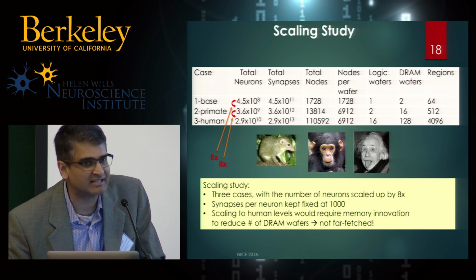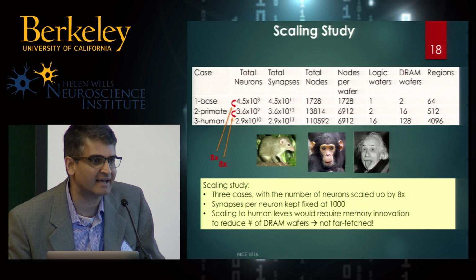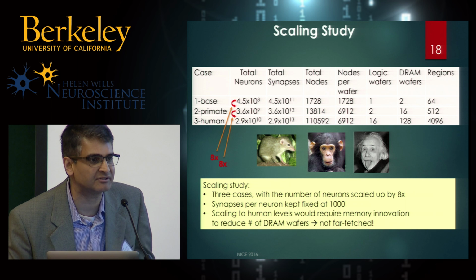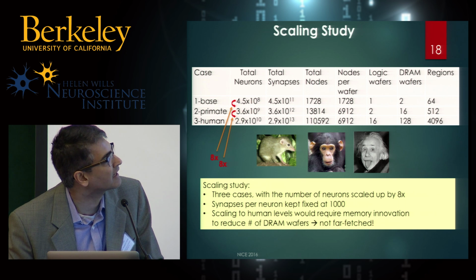And 16 is not that much when you look at the fact that we have been able to do 4 in the past. And then how many memory wafers do I need if I want to maintain 1,000 potential connections per neuron. And again, for these two cases, it's still certainly very reasonable, 2 or 16.